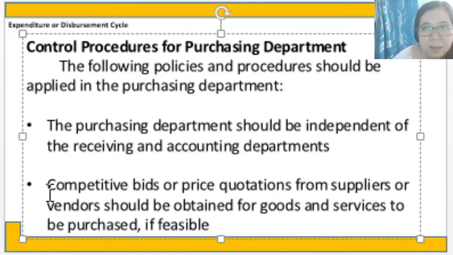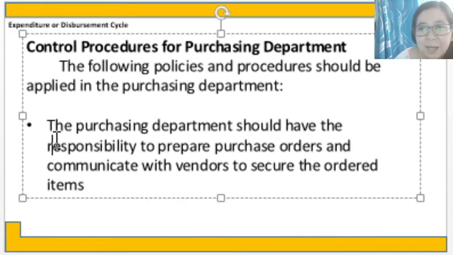And aside from that, this will also help the entity in selecting the seller which can provide them with the necessary item with a lower price compared to other suppliers. Okay, so the next procedure will be the purchasing department should also have the responsibility to prepare the purchase order. And they will be the ones to communicate with the vendors to secure the ordered items. So this is part of the scope of their responsibility.